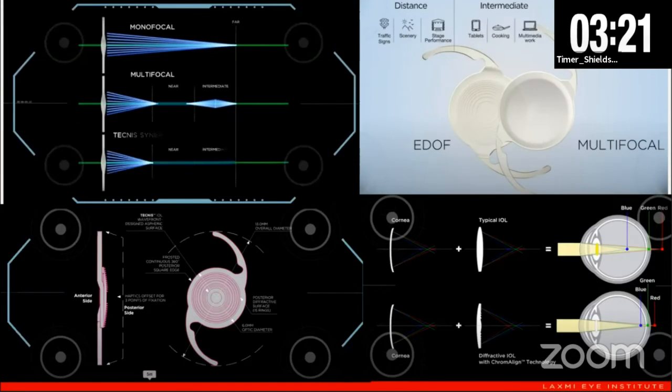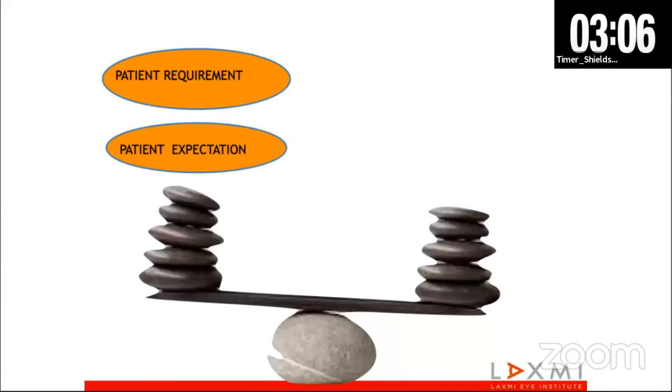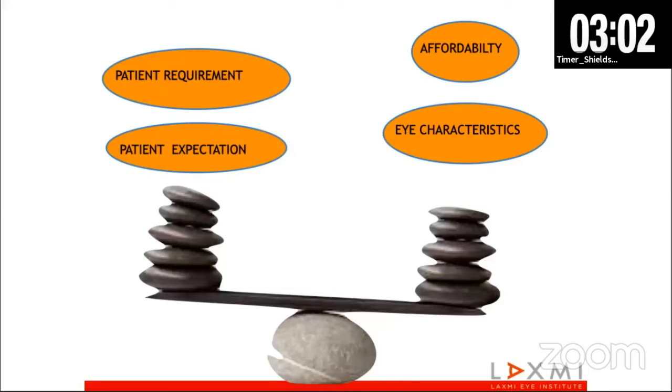And in addition to this, Johnson & Johnson has a technology of achromatic lenses, which reduces the chromatic aberration and hence gives a better quality of vision. So how do we choose the right presbyopic lenses? It again depends on the patient requirement and patient expectation, also on the affordability and eye characteristics.